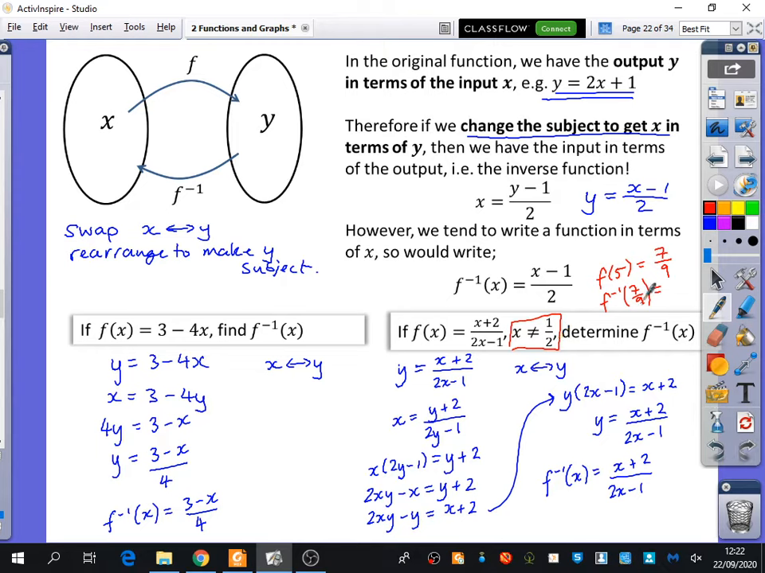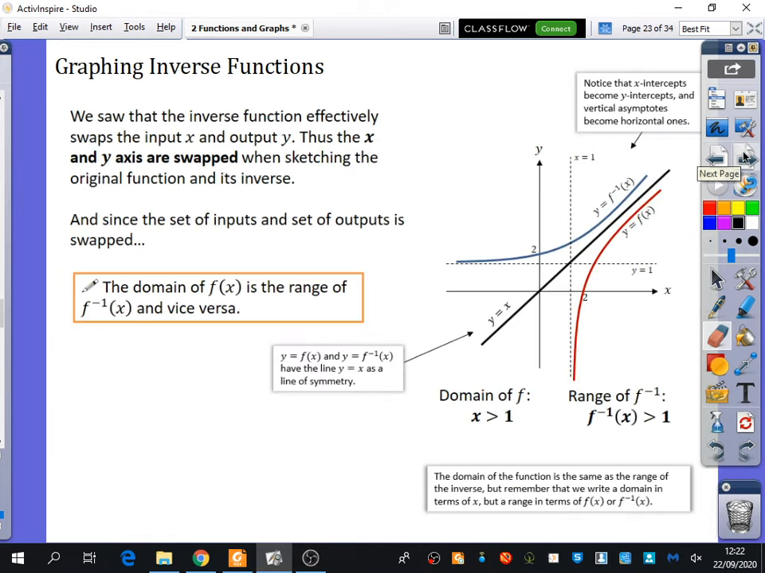So the inverse function of 7 over 9 is actually the same as the function of 7 over 9, which from this information is just going to be 5. I just picked like a random number there. These are kind of strange the way they behave, so try and think carefully about what these mappings mean.